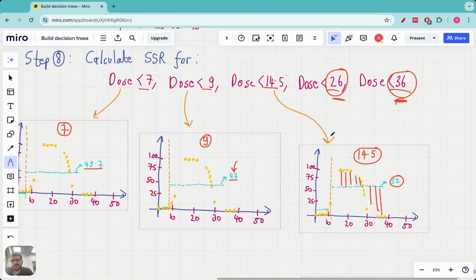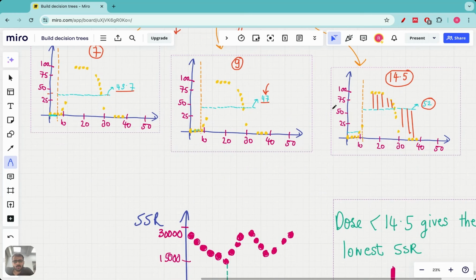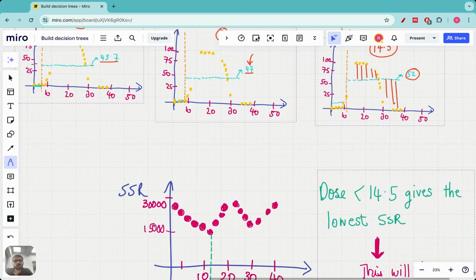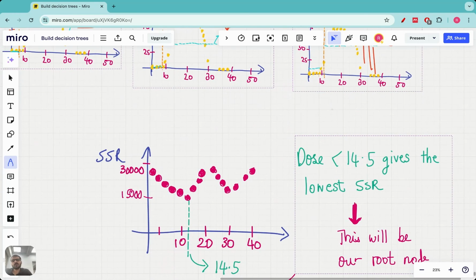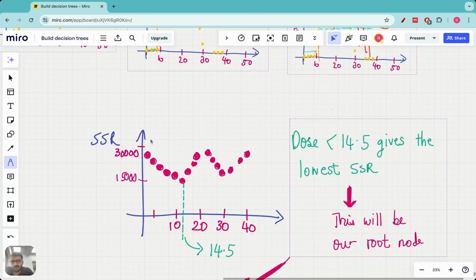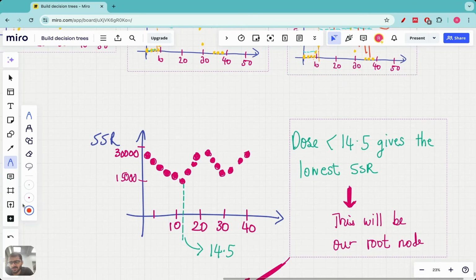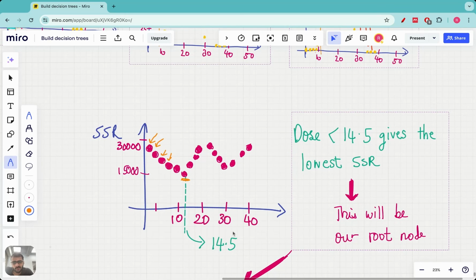Next, what we do is that we actually plot the SSR values for all these different doses. Dose less than 7, dose less than 9, 14.5, 26, 36. So let's plot them together. So this is the final plot which is going to help us choose the root node. So remember we started with, so let me actually switch the color to maybe light orange. We started with dose less than 3, then we moved to dose less than 5, then this is 7, then this is 9. So this value right here corresponds to a dose less than 14.5.